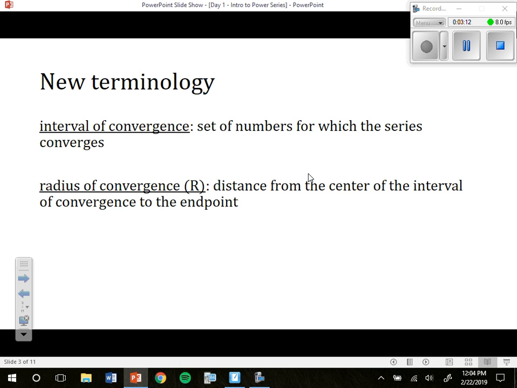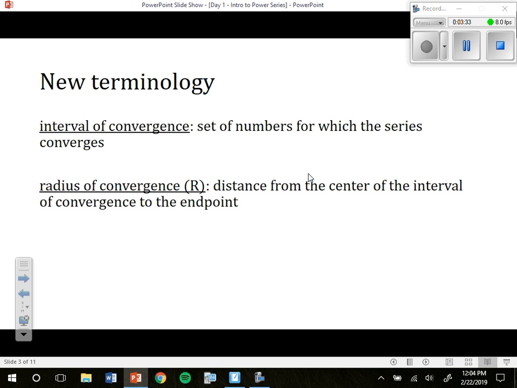Radius of convergence, r, is the distance from the center of the interval of convergence to the endpoint. So for a geometric series where the interval of convergence is -1 to 1, where's the center of that interval? 0. So what's the radius? How far from 0 do you go to either side? 1. So the radius of convergence would be 1. If the interval of convergence was from -2 to 2, radius would be 2.